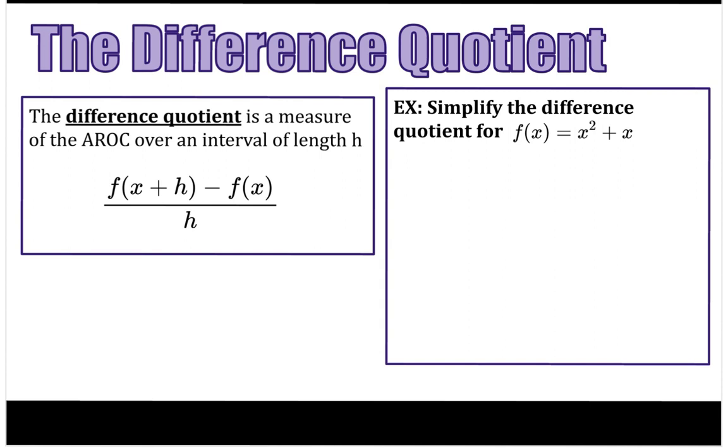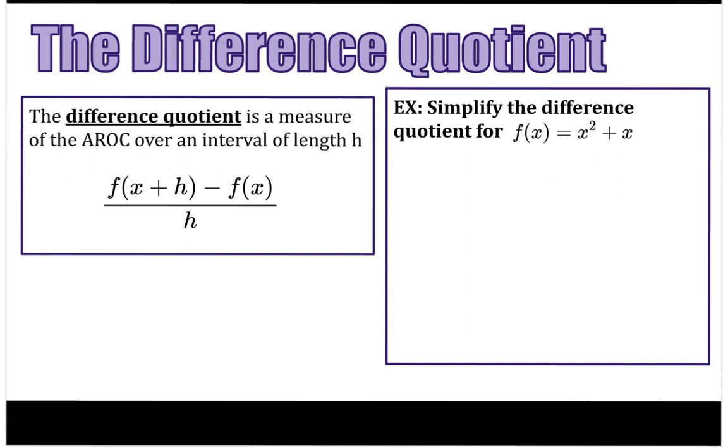So the difference quotient is just this average rate of change over the interval having length of h. So if we're starting at x, we're going from x to x plus h. And what we're going to do, and you should have done in pre-calculus, is we're actually eventually going to look at the limit as h gets smaller and smaller and smaller.